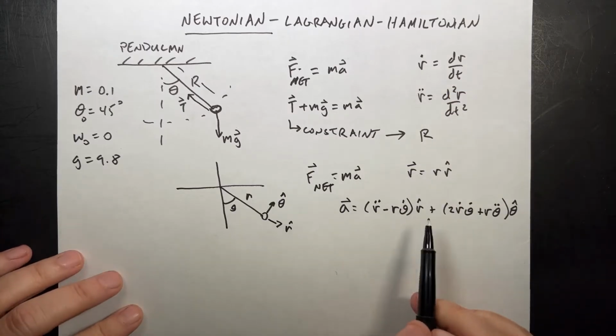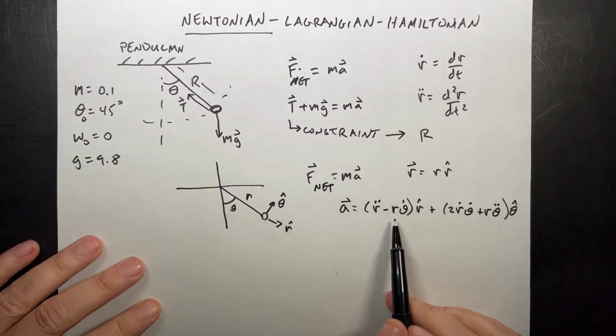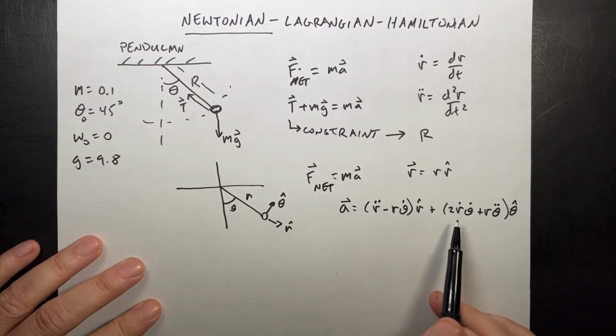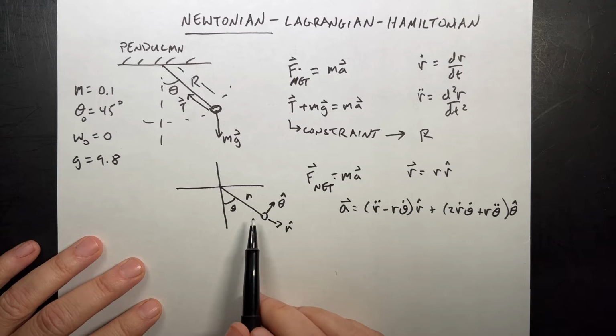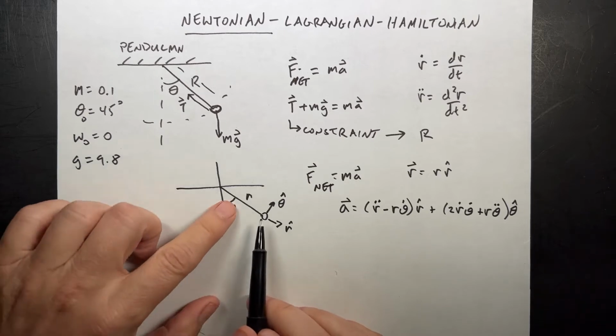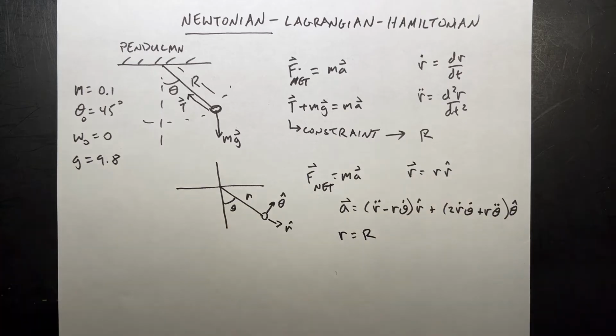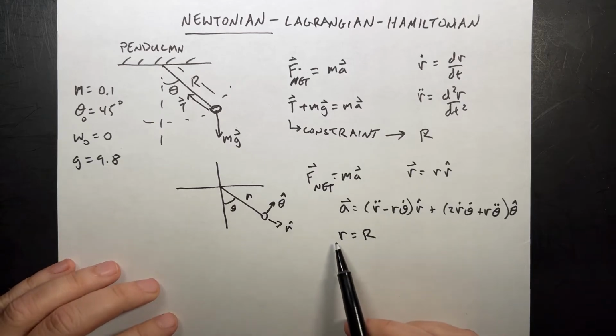Okay, but now I have the r component of the acceleration and the theta component of the acceleration. And this is really nice in a pendulum like this, because if r equals R, and you can hear how I pronounce that, right? R equals R, that's capital R, and that's the variable r.